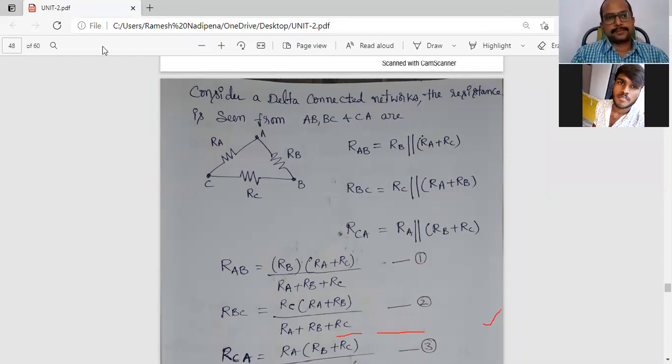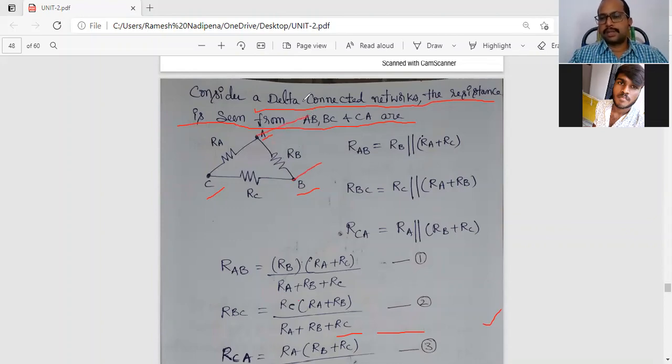Now see here, the delta connected network. See here the A terminal, B terminal, C terminal. Delta means closed path. Star means open path. This is a closed loop. Consider a delta connected network. The resistance is seen from AB, BC, and CA. So this is the network. Now from the delta connected network we need to calculate RAB, the equivalent resistance across the AB terminals.